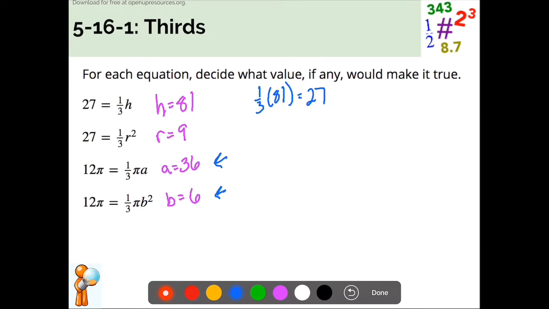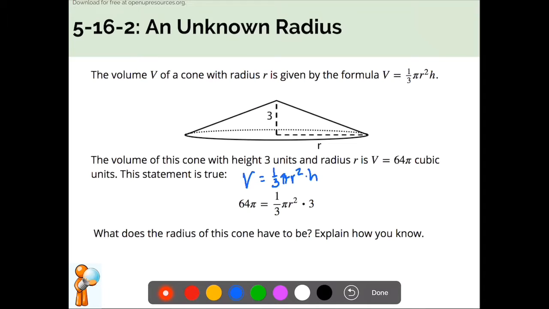So going on to the next activity, you're looking at the volume of this cone, and it gives you the formula for the volume of a cone right there. And it tells you that it has a height of 3 units and radius is just r. But it does tell you that the volume is 64 pi. So then it gives you this statement here, 64 pi equals 1/3 pi r squared times 3. And what they did there is they took that formula for the volume of the cone, substituted in 64 pi for V, and substituted in 3 for H.